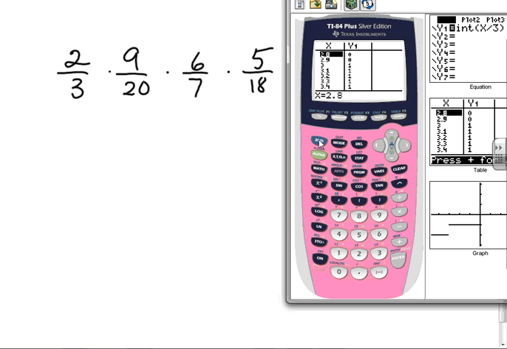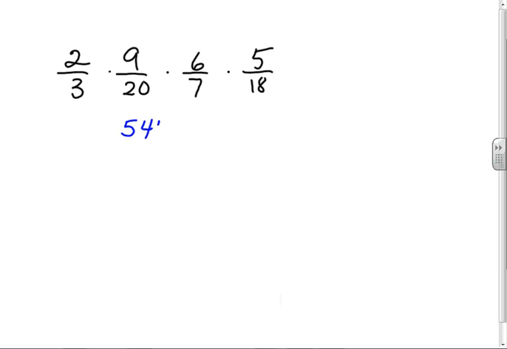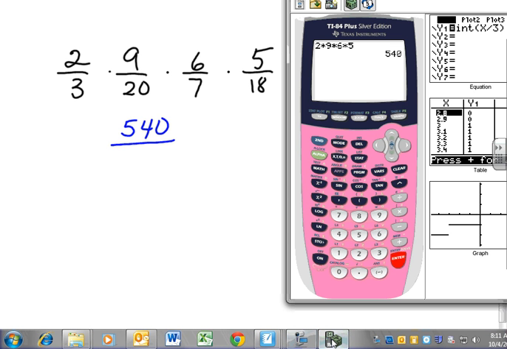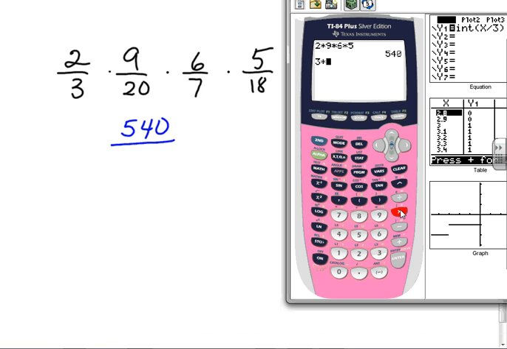And I'm just going to multiply those out. I'm going to quit. So it's 2 times 9 times 6 times 5. 540. Yeah, that's okay. Then I'm going to multiply this other one. And it's 3 times 20, which I know is 60, times 7, which is 420. And I know what that is, times 18. Okay, 7560.